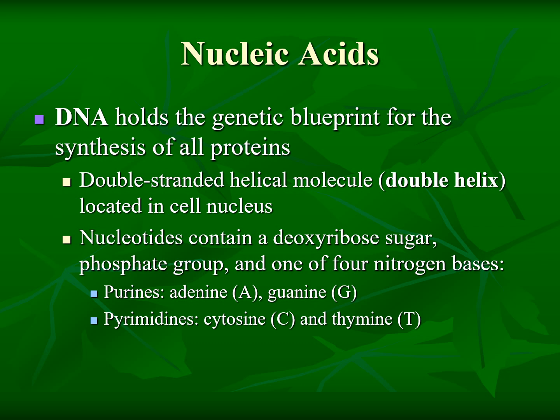Nucleotides contain the deoxyribose sugar, phosphate group, and then those nitrogen bases. There are 4 of them that can be found in DNA. We subdivide them into 2 groups, purines and pyrimidines. Purines, there are 2 of them, adenine and guanine, and then the pyrimidines are cytosine and thymine. So those are your 4 nitrogenous bases. Just by tradition, we tend to abbreviate them with the capital first letter. So A, G, C, and T.